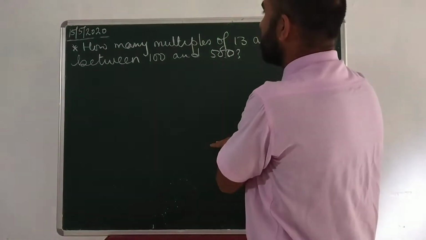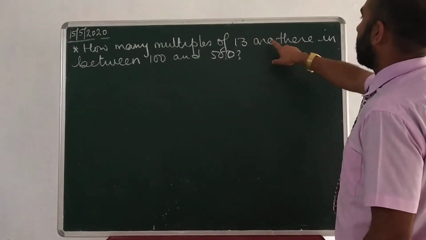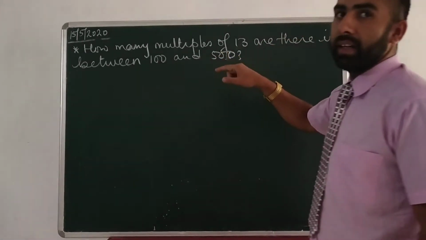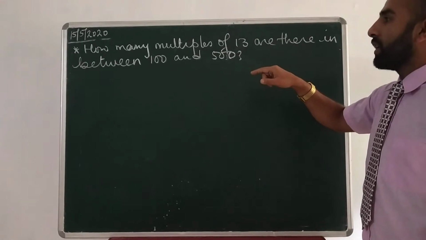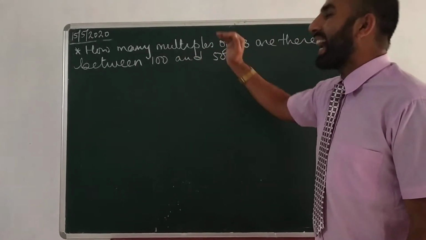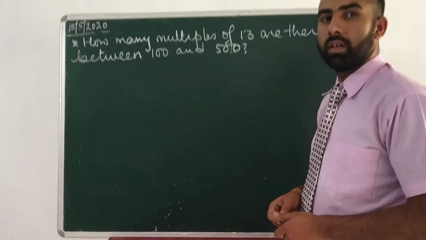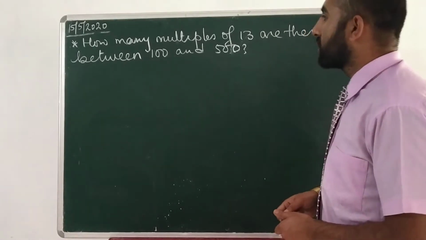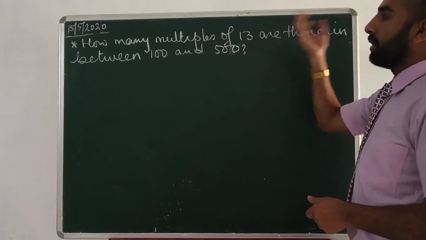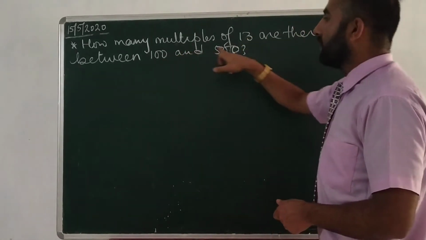The first one is: how many multiples of 13 are there between 100 and 500? So we are going to find how many numbers there are which are exactly divisible by 13 between 100 and 500. Okay, let's solve this question. We are supposed to find how many numbers are multiples of 13 which lie between 100 and 500.